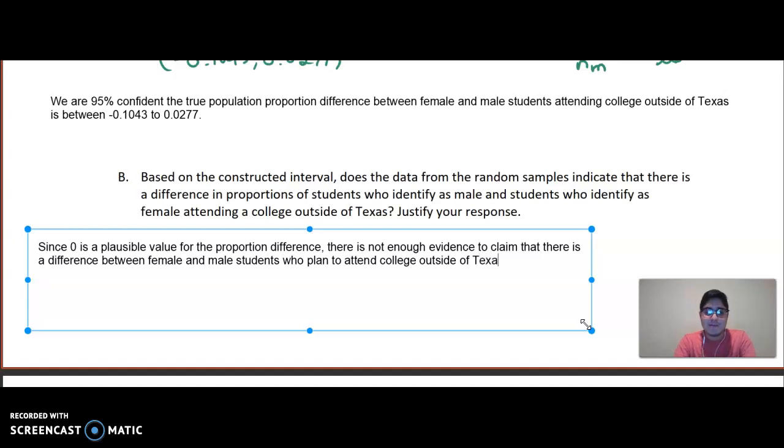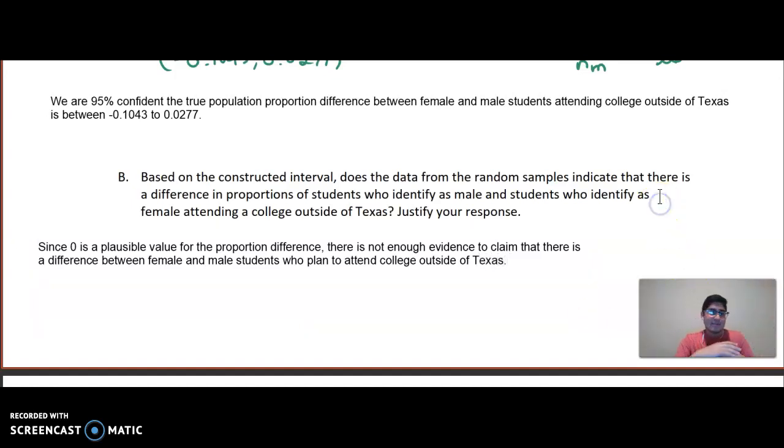And I'm actually coming up on my 15-minute mark here. We did it. But we're going to panic, and then based on our interval, we're going to justify a claim. So there's some additional practice on the following pages.